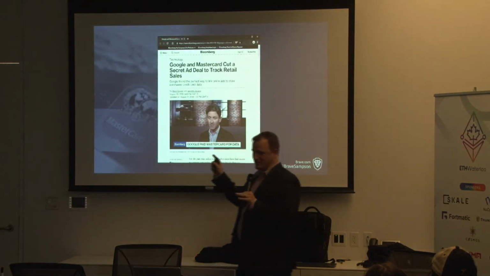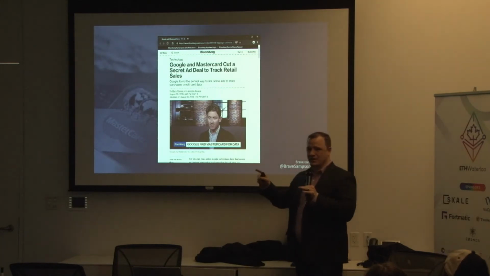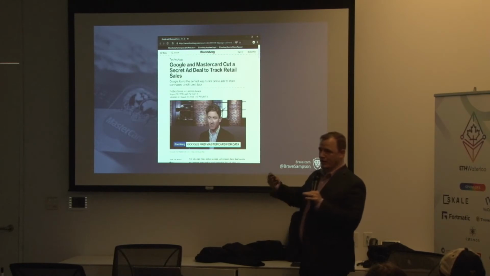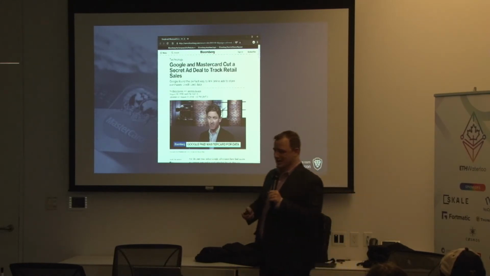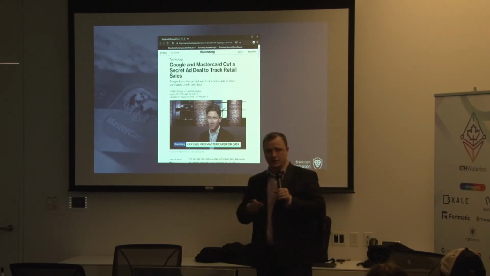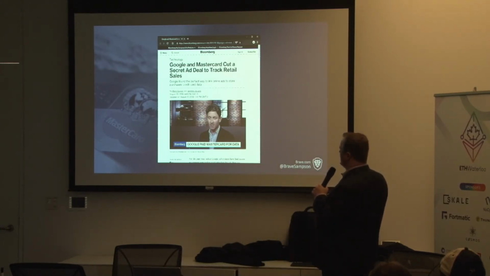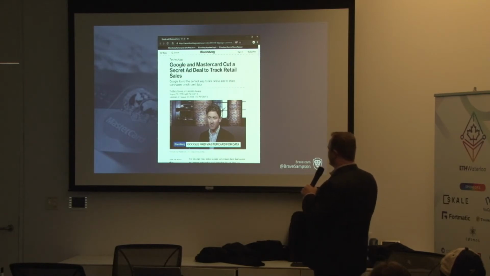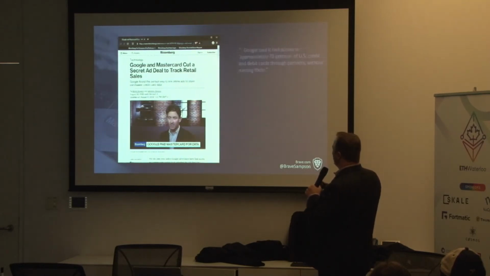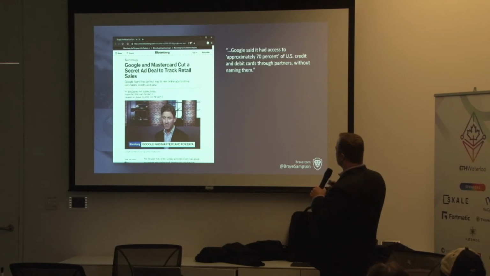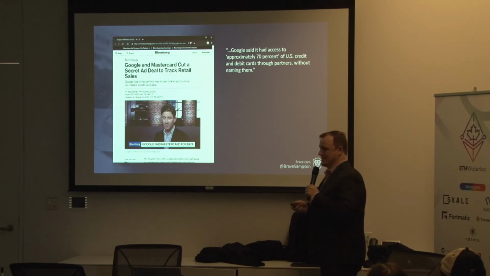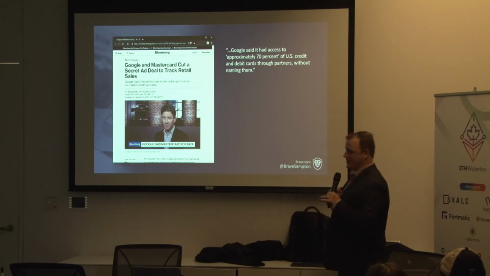Actually, no, this is really interesting. In response to the increased blocking from users, these advertisers and companies that profit off of this capitalistic surveillance have had to maneuver themselves in different ways to continue making money. So Google and MasterCard cut a secret ad deal to track retail sales. This is insane. This is what they had said: Google had access to approximately 70% of US credit and debit cards through partners. 70% of credit and debit cards, for people like me, Americans down here.